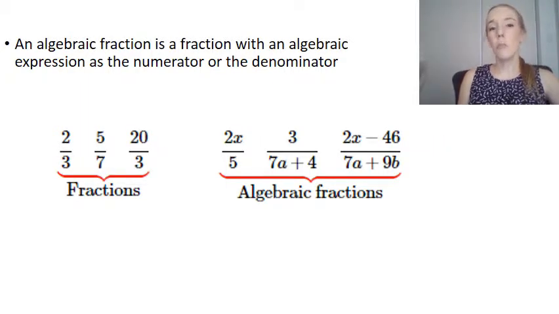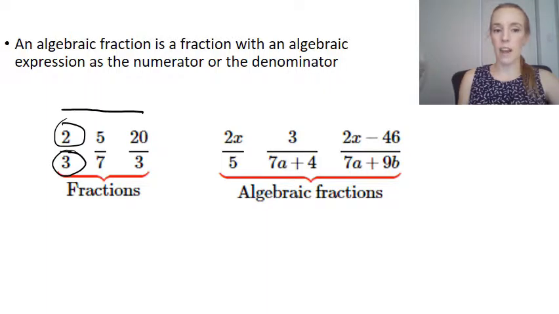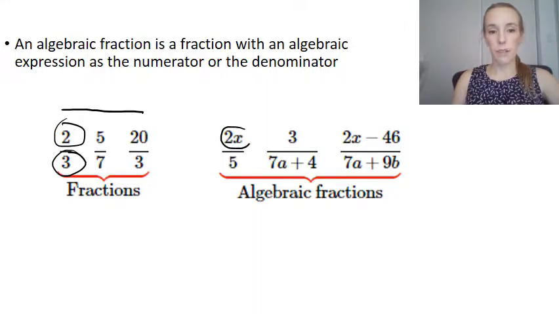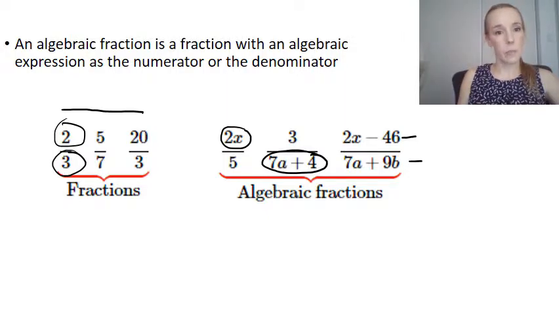Okay, so an algebraic fraction is simply any fraction that has an algebraic expression as either the numerator or the denominator or both. On the left here, you can see we've got normal fractions. These just have numbers as your numerators and numbers as your denominators. On the right though, we have a variety of algebraic fractions. This first one has an algebraic expression as our numerator. Our second has an algebraic expression as the denominator. And our last one has an algebraic expression for the numerator and for the denominator. So they're quite easy to spot.